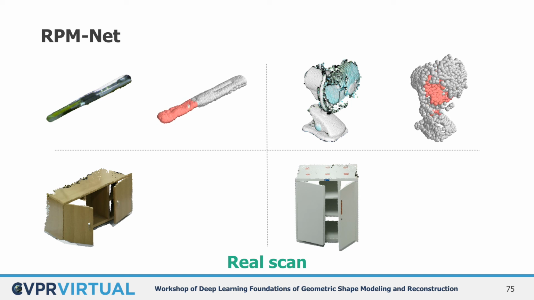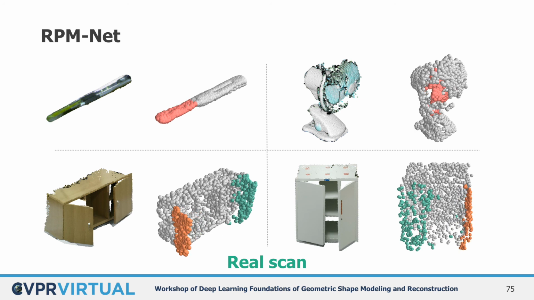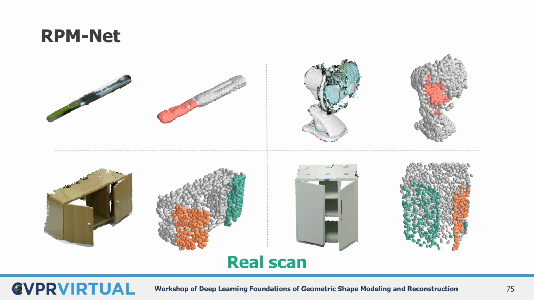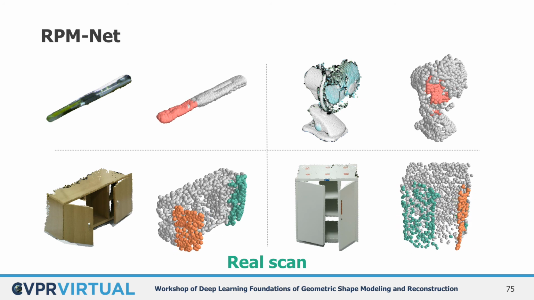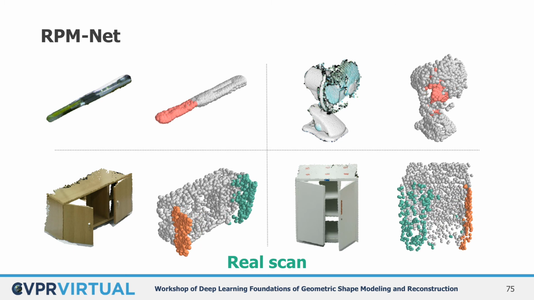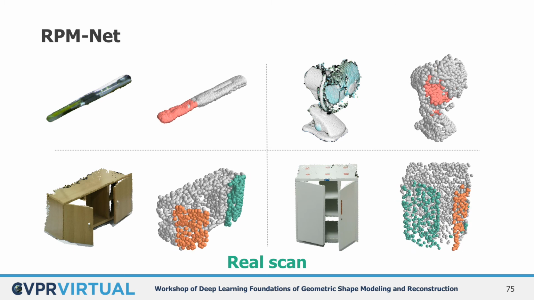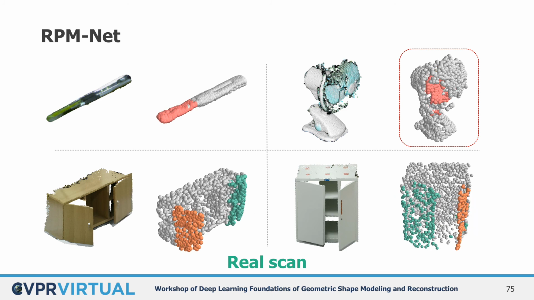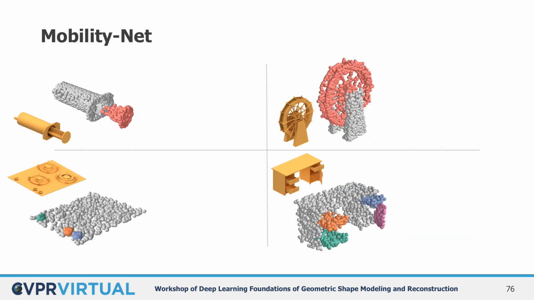Here we show the mobility prediction result from MobilityNet. We see that the network is able to predict mobility parameters for different kinds of motions, for example, the translation of the drawers and the rotation of the doors of the desk.